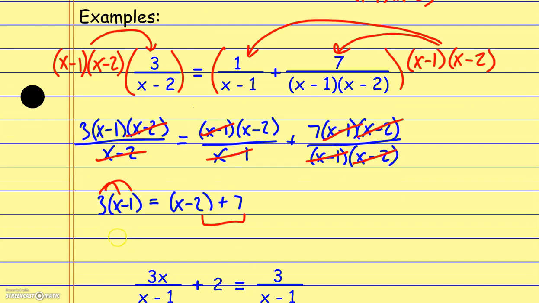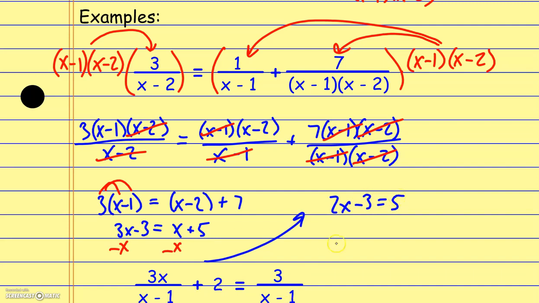And so what I'm left with here is I end up with a 3x minus 3 equals, this little mark in the way, let me move that. That's going to give me an x plus 5. And now I'm going to subtract the x from each side. Take this guy off to the side. That's going to give me a 2x minus 3 equals 5. I'm going to add the 3 to each side. And now I divide by the 2.